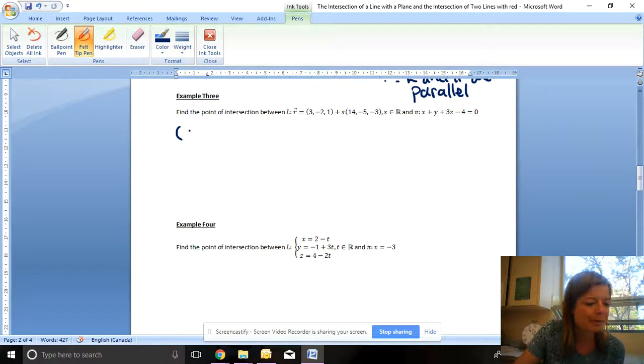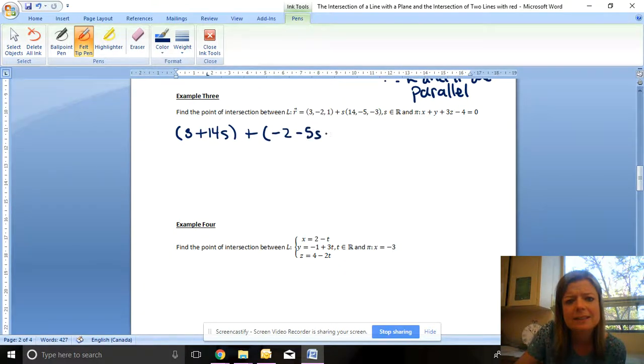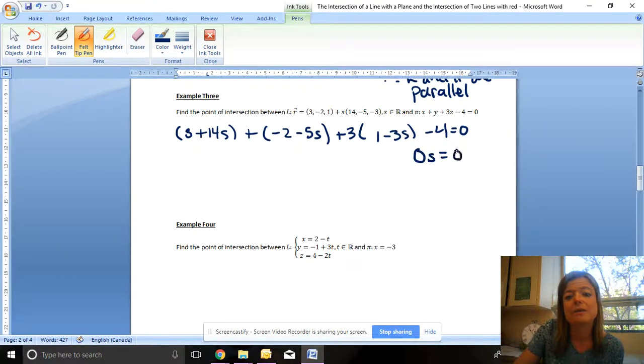So bear with me. You put in your x parametric equation, which is 3 plus 14s, and then plus your y, so -2 minus 5s, and then plus 3 times your z, so 1 minus 3s, minus 4 equals 0. Now, when you solve this, you get 0s equals 0. The constants cancel each other out, and the coefficients on s cancel each other out. So think about what this means. This means that there are infinite solutions.